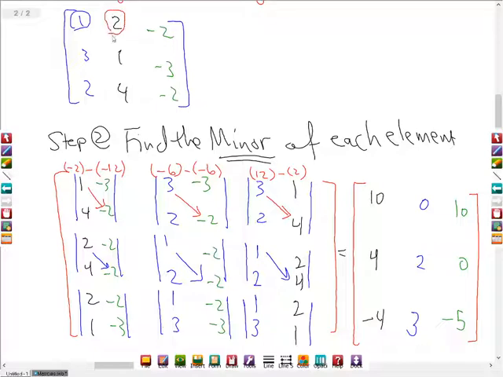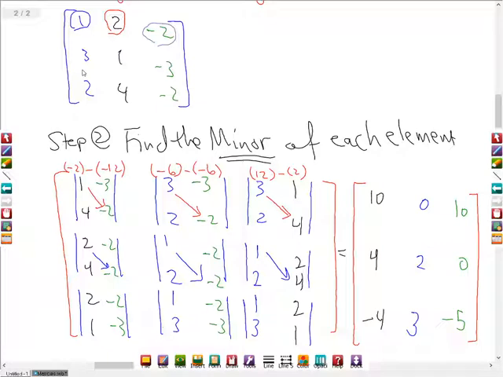The same thing. You delete everything underneath it and everything across. What's left? 3, negative 3, 2, negative 2. Then you go to the next one, the negative 2. You delete everything underneath it and everything across. What's left? 3, 1, 2, and 4.